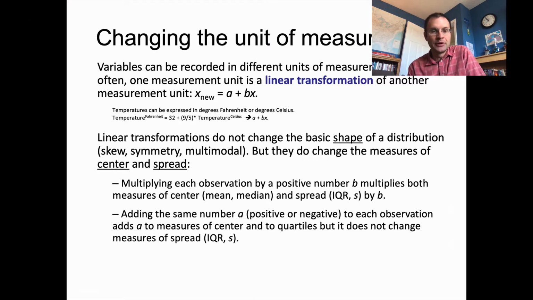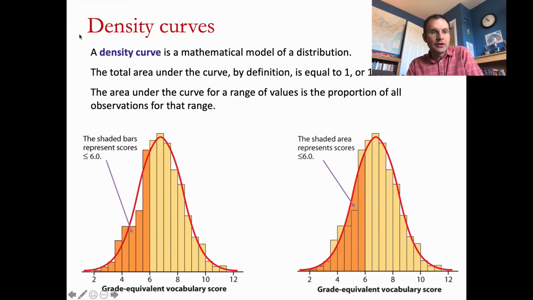Which is principle number 1 here of linear transformations. In particular, we're going to think about that sort of conversion a lot with respect to normal distributions, which we saw early in the semester for the class. Before I get into that, I need to introduce this concept of a density curve, which is similar but not exactly the same thing as what we've been looking at up till now when we look at distributions.